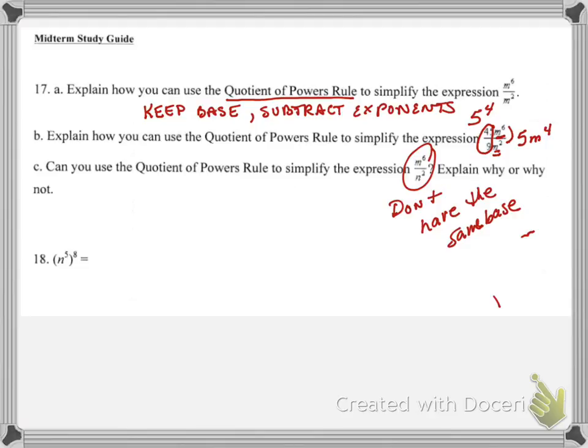On number 18, we remind ourselves about raising a power to a power. You might want to write on your cheat sheet that raising a power to a power, you keep the base and multiply the exponents. So this should be n to the 40th.